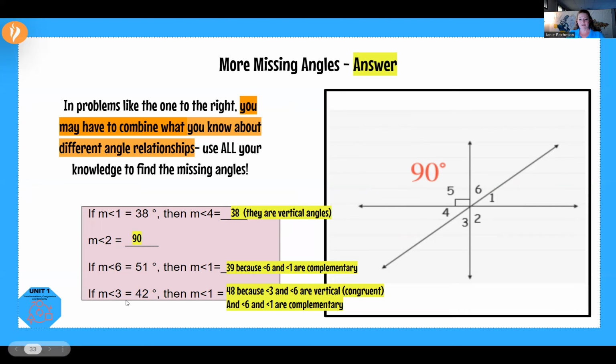And then the last line, they give us a different scenario. They said, what if angle 3 is 42 degrees? What then is the measure of angle 1? I'm using angles 3 and 6, their relationship, to figure out the measure of angle 1. Angles 3 and 6 are vertical, which means they're congruent. I know that angles 6 and 1 are complementary. So if angle 6 is 42 degrees and I subtract that from 90 degrees, the measure of angle 1 is 48 degrees. I hope you got those correct.